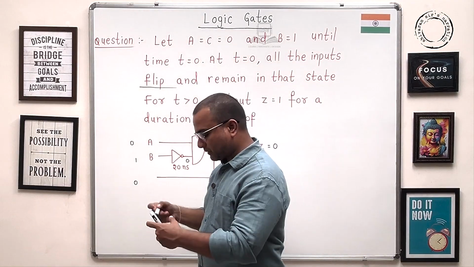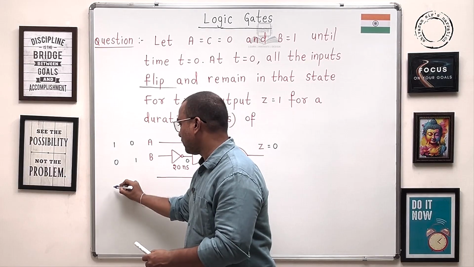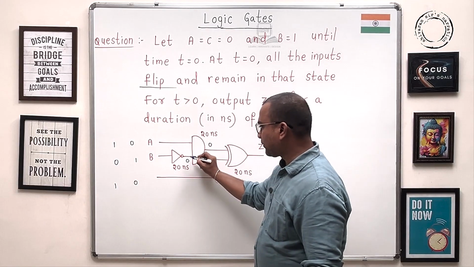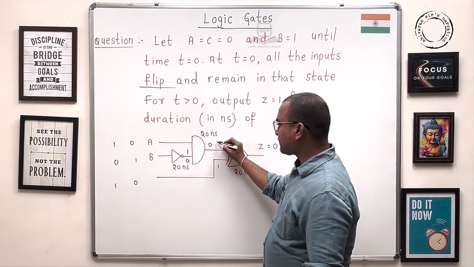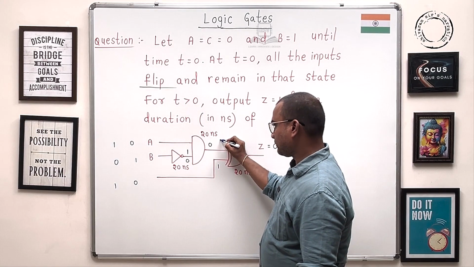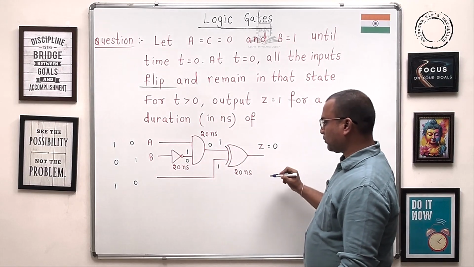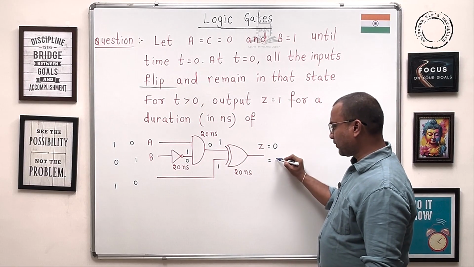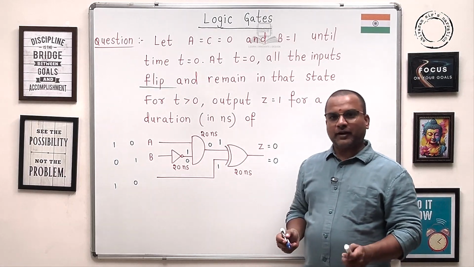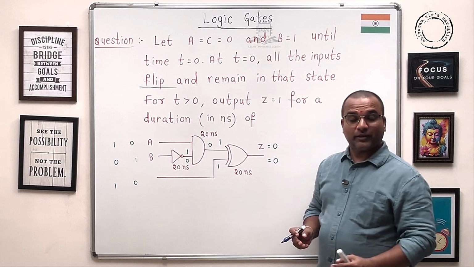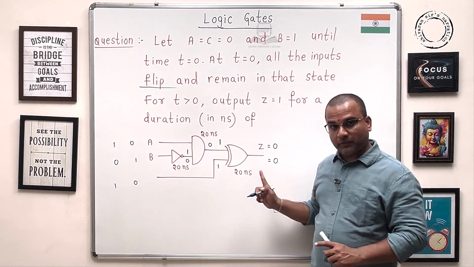Therefore, this becomes 1, 0, 1. Therefore, here you get 1. This becomes 1 into 1, 1. Then Z is equal to 0 only, na? Because in an XOR gate, different inputs are not there. We all think the output will be 0. Yes, of course. Even though the inputs got flipped, the output will be 0.